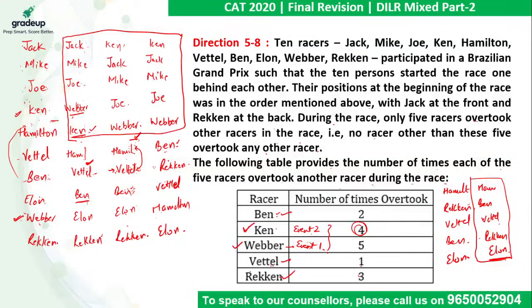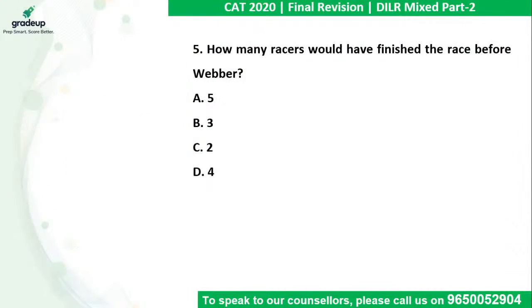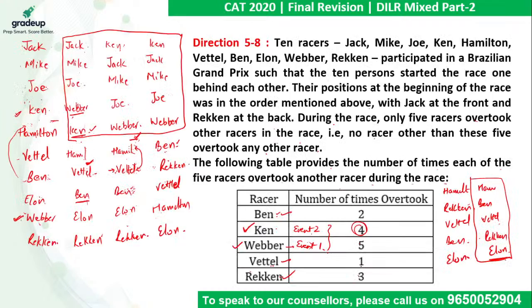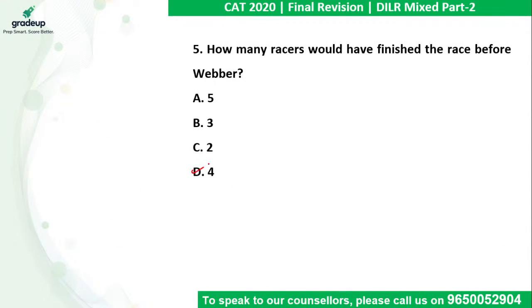So let's move on to questions. Let's have a look at questions. How many racers would have finished the race before Weber? We can clearly say that these are the four racers who will finish the race before Weber. That is for very sure. Is it done? Kindly check it out. Is it clear? So the answer in this case comes out to be D, which is 4.